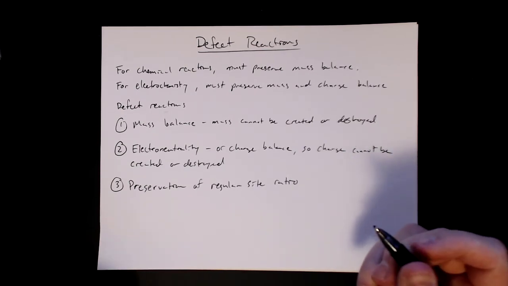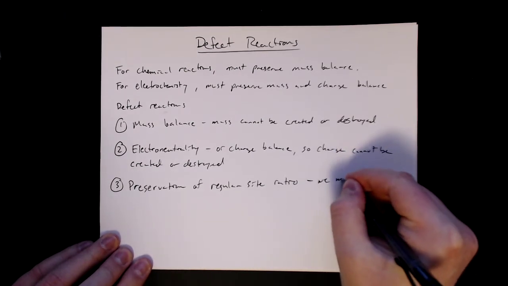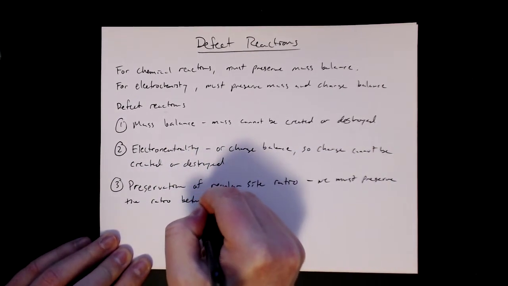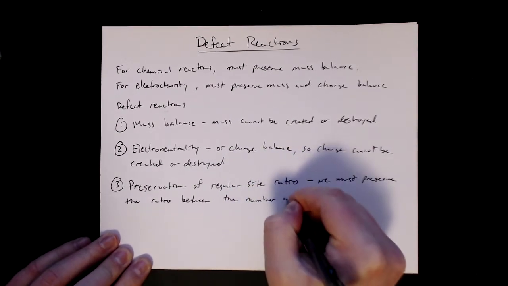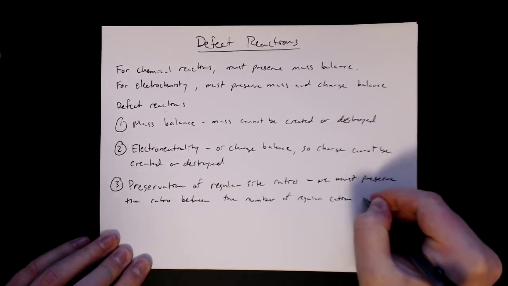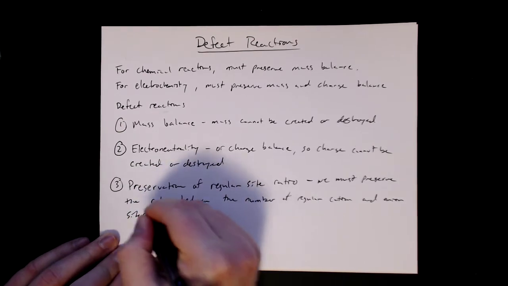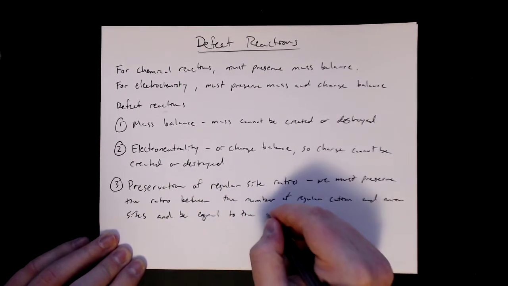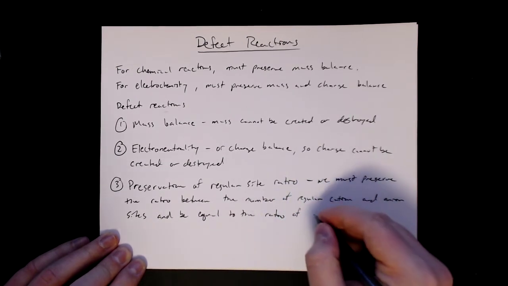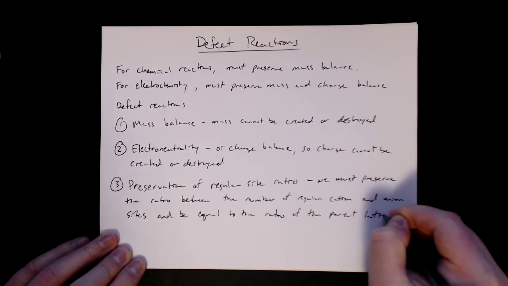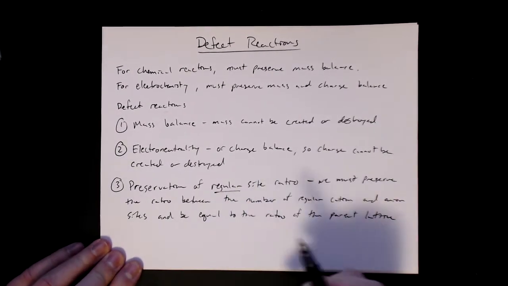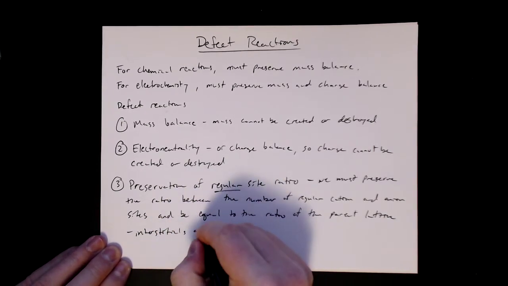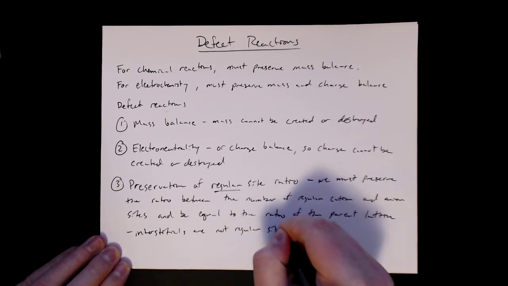So what this means is that we must preserve the ratio between the number of regular cation and anion sites and be equal to the ratio of the parent lattice. So we specifically say regular, and in this case, we're not referring to interstitials. So interstitials are not regular sites.